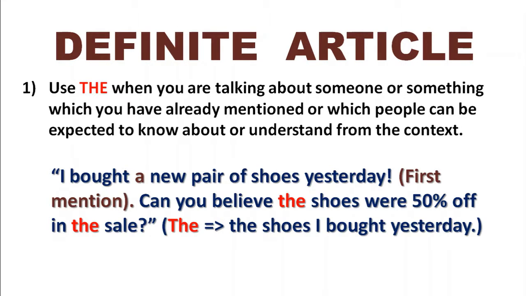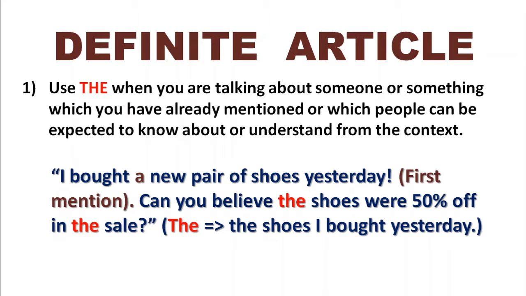But it's the second sentence that we're interested in. Can you believe the shoes were 50% off in the sale? So the first the means the shoes I bought yesterday. So here we use the definite article the to talk about the shoes that we introduced in the first sentence. Now, at the end of that sentence, there's another the. Can you believe the shoes were 50% off in the sale?